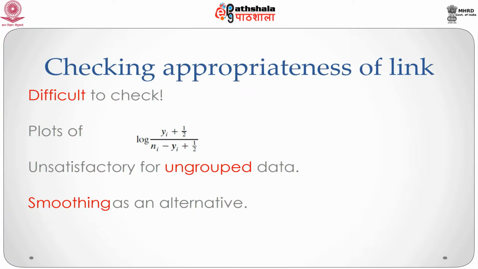Now, of course, when x is continuous and all ni are equal to 1 or all ni are small, this is not very satisfactory. In such a situation, it might be a better idea to bin the covariate x and to find the ratios and run a smoother on these proportions.